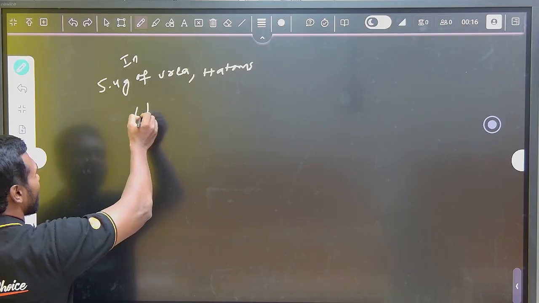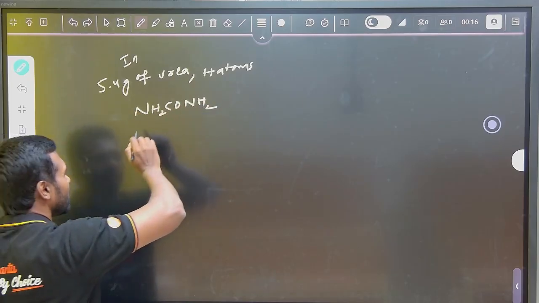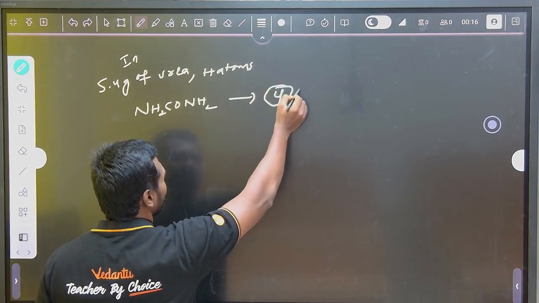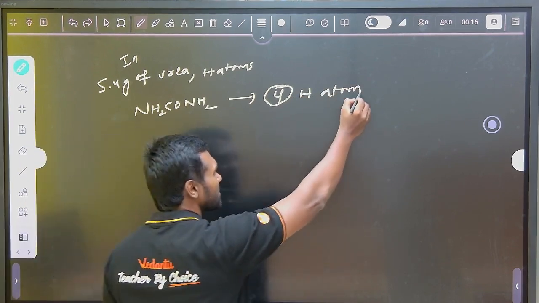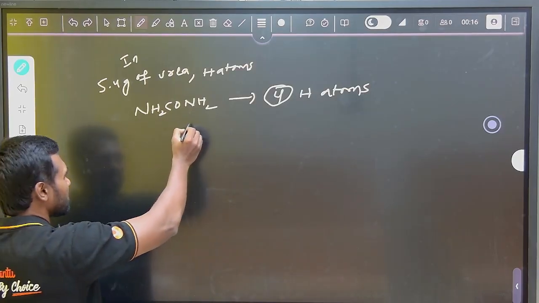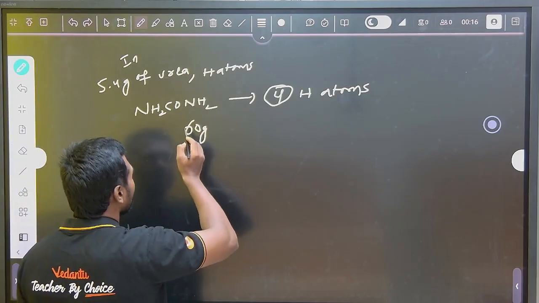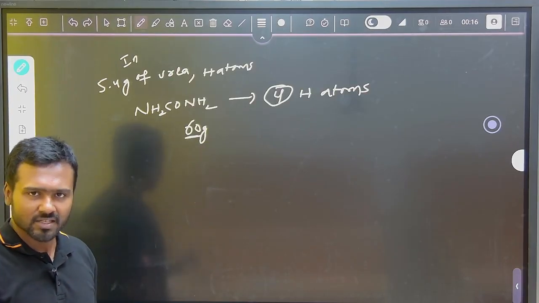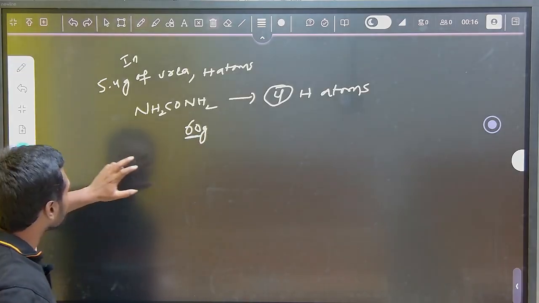Urea, we know the formula; you should have an idea of it. NH2CONH2. That means if you take one urea molecule, it has 4 hydrogen atoms. 4 hydrogen atoms are present in one molecule of urea. The urea weight is 60 grams, that is 1 mole, the molecular weight of urea.